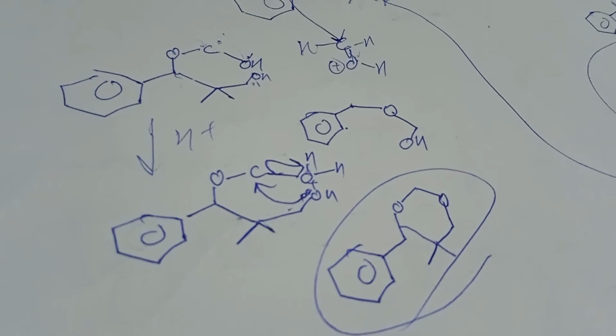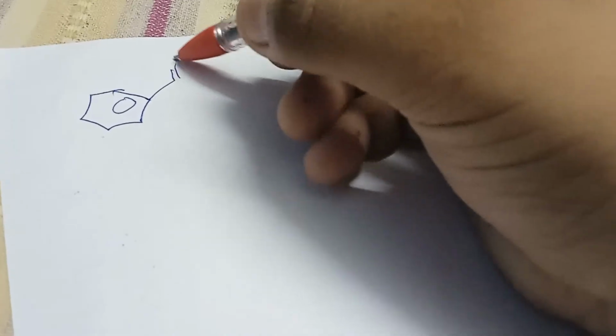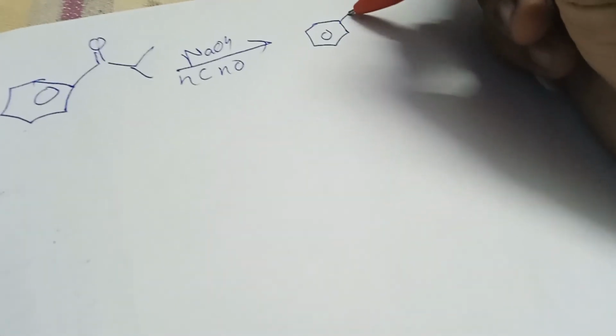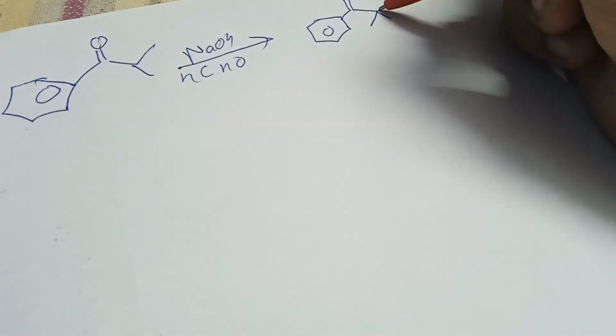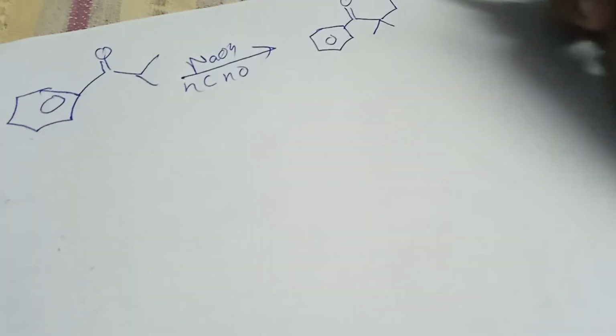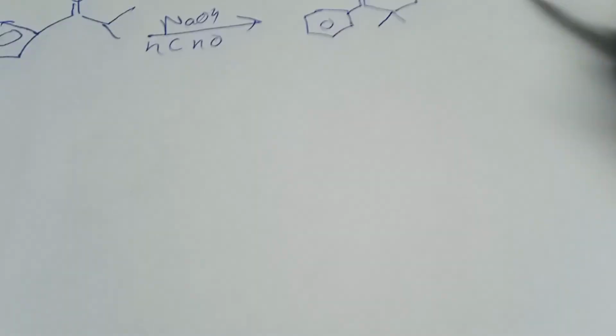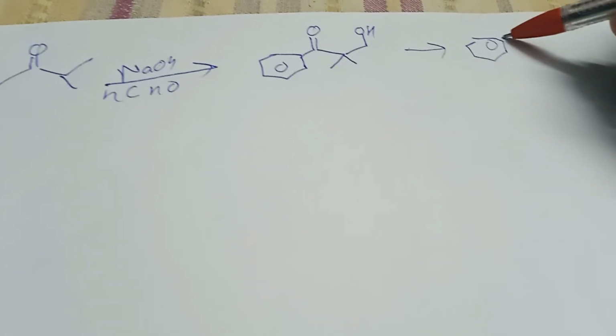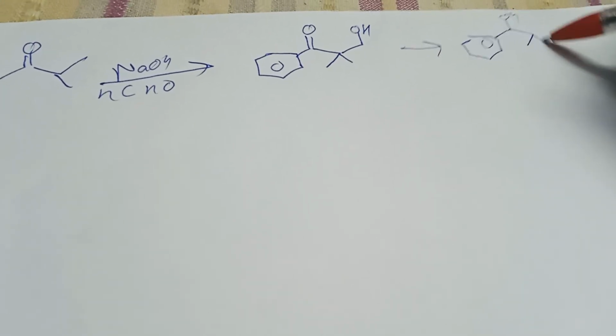So this question involved 4 steps. If I try to summarize in front of you, the first step was the aldol reaction, in which in presence of NaOH and formaldehyde we got a compound like this. Then it underwent Cannizzaro's reaction, in which this compound became something like this, OH.